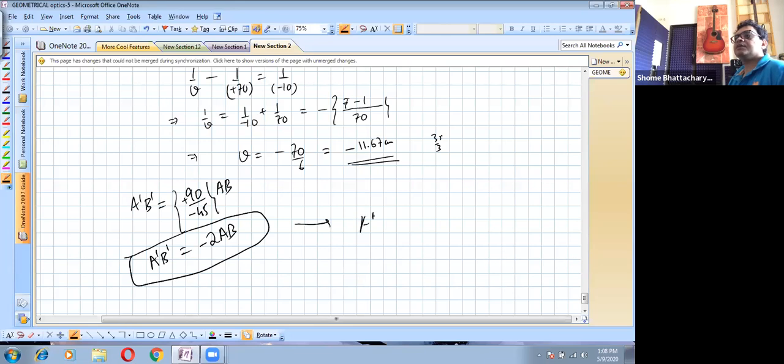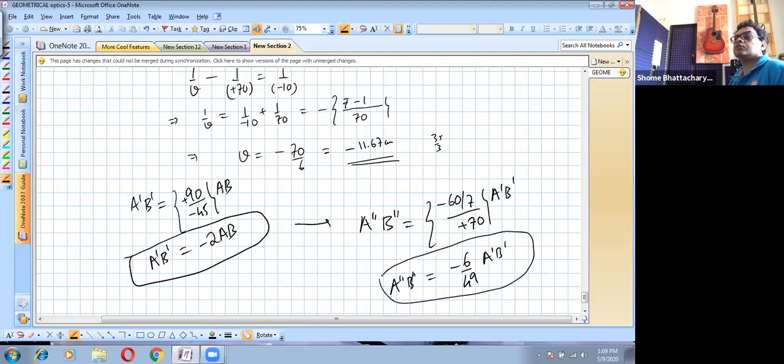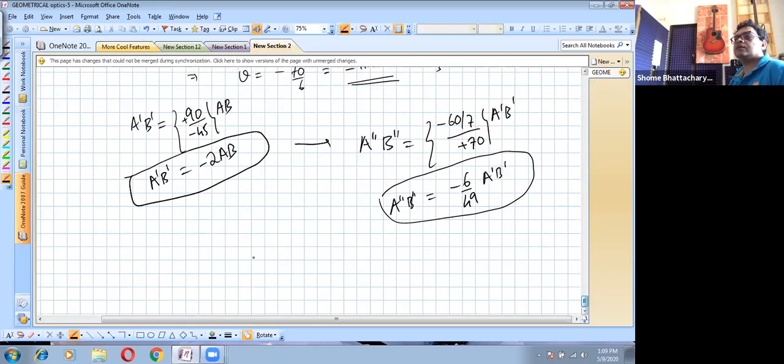And A double prime, B double prime will be equal to, now this was minus 60 by 7, and for that the object distance was plus 70, times A prime, B prime. So it becomes minus 6 by 49 times A prime, B prime. Okay, so now relate these two. You can see that twice inversion means it becomes upright finally. So A double prime, B double prime actually becomes plus 12 by 49 times AB.